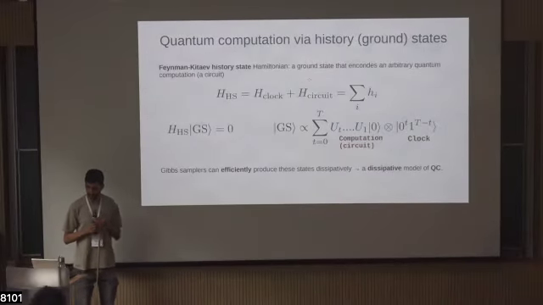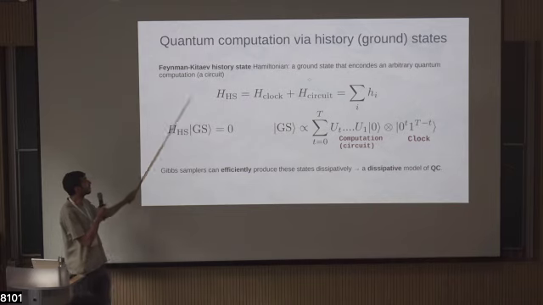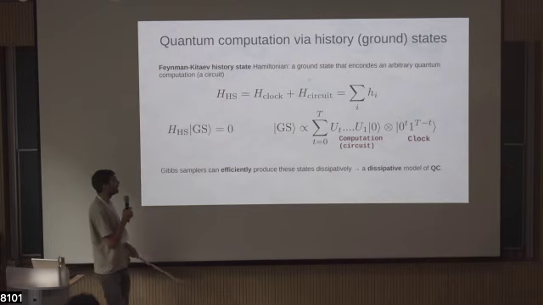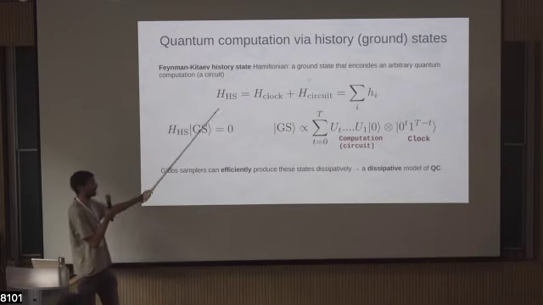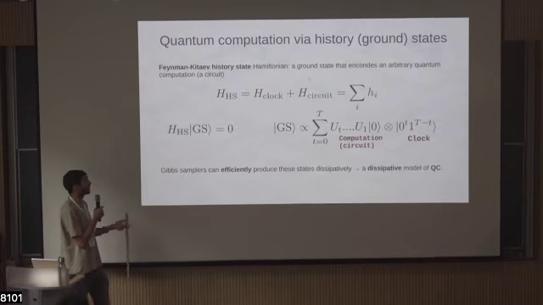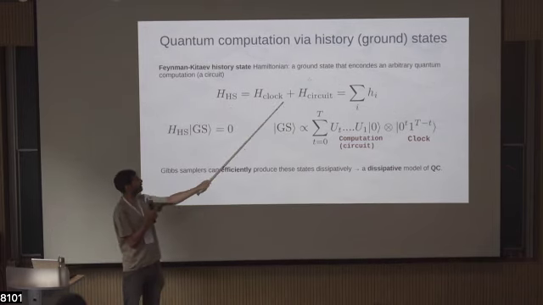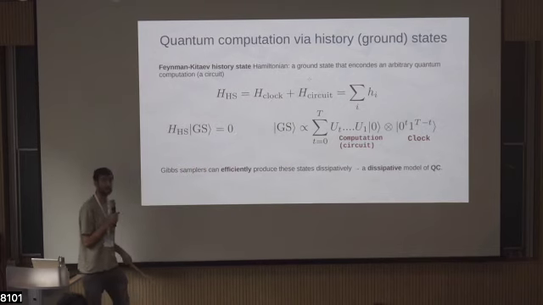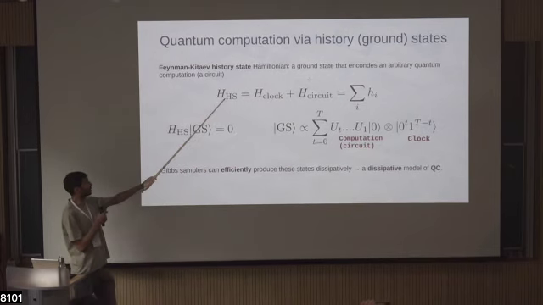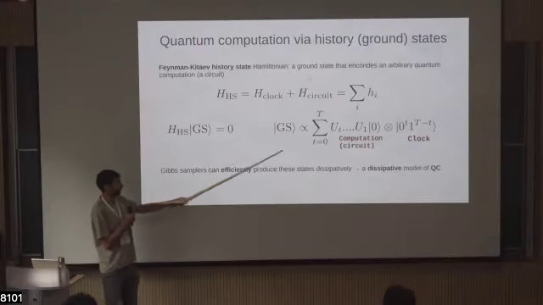Okay, so what's the idea here? The idea is that we have a very famous paradigm in quantum complexity, which is this business of Feynman-Kitaev history states, right? What is this? This is essentially local Hamiltonians that you can construct with nice locality properties. Some people have worked on improving this for many years. But the nice feature of this is that they have a ground state that is able to encode an arbitrary quantum computation. Okay, so the ground state of a Hamiltonian that you can design has the following form.